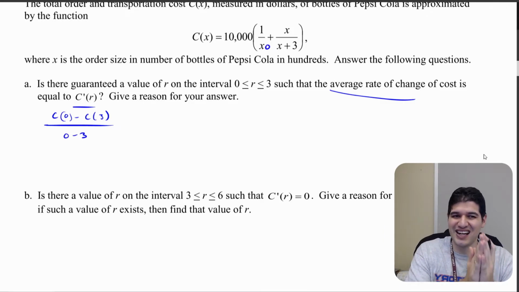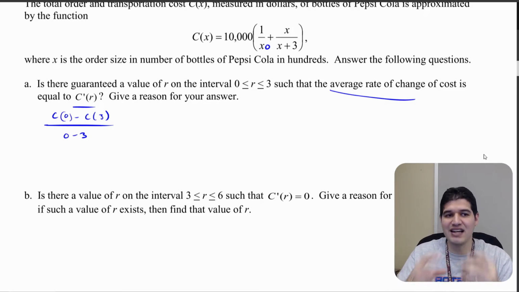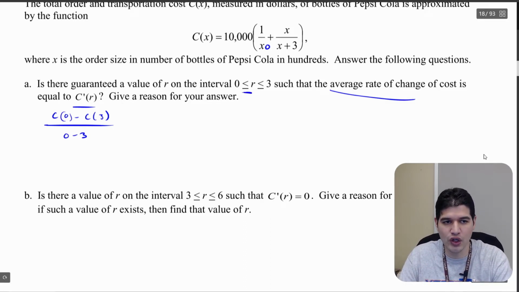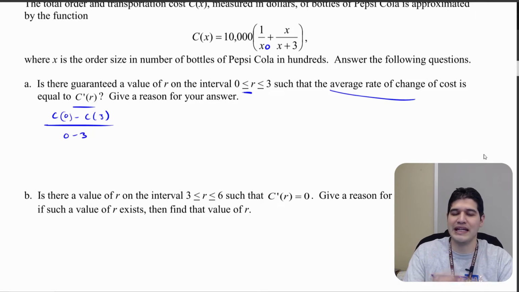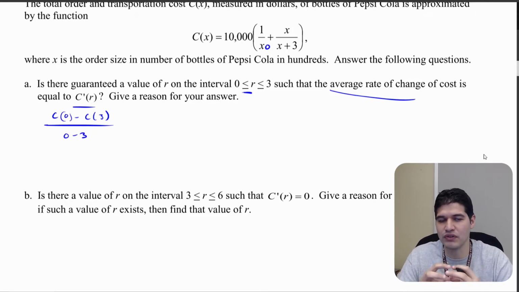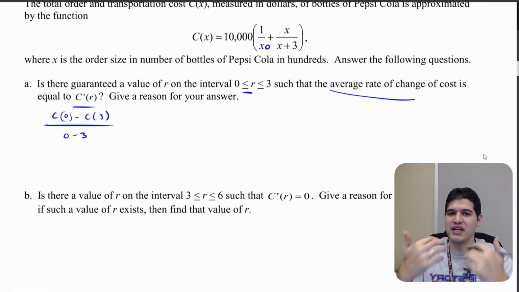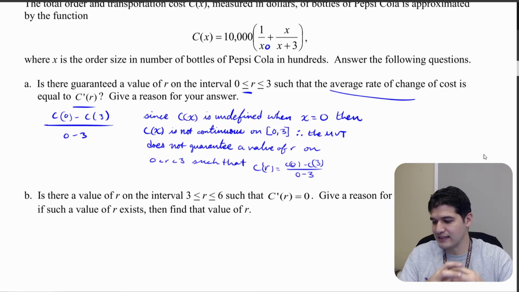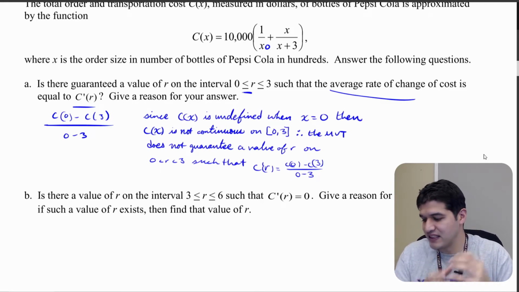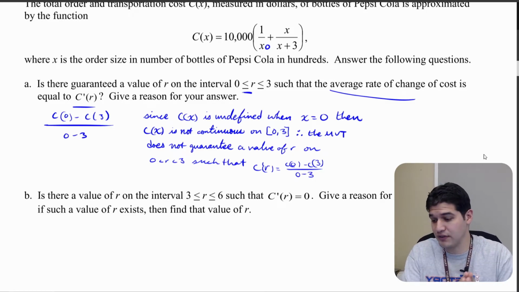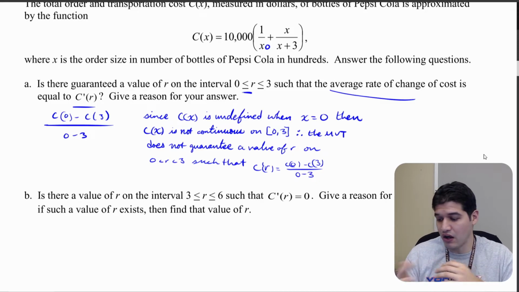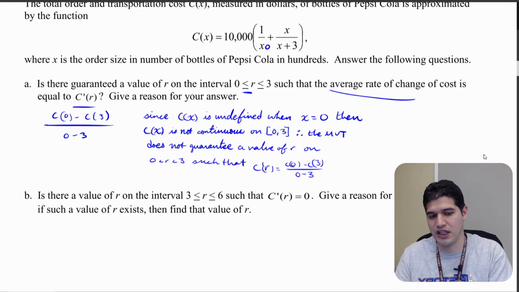Since that function's undefined at 0, it is not continuous on the closed interval from 0 to 3. It has to be continuous on the closed interval from 0 to 3 in order for the mean value theorem to guarantee something on that interval. So since C of x is undefined when x equals 0, then C of x is not continuous on 0 to 3. Therefore, the mean value theorem does not guarantee a value on 0 to 3 such that the derivative is equal to the average rate of change.